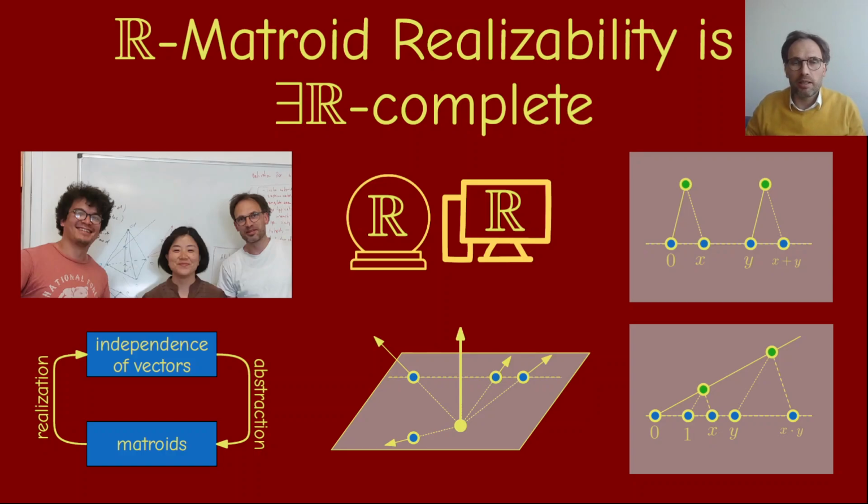Till, and this is a short talk I will give at the Dutch Day on Combinatorial Optimization 2022 at CWI Amsterdam. My talk is about R Matroid realizability is ER complete. This is joint work with Arnaud de Mesmay, who you can see here, and Eunjung Kim, who I visited in May 2022. So let me start to define the two terms in the title of the talk.